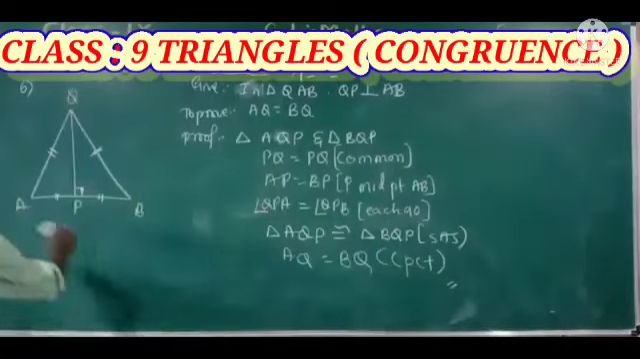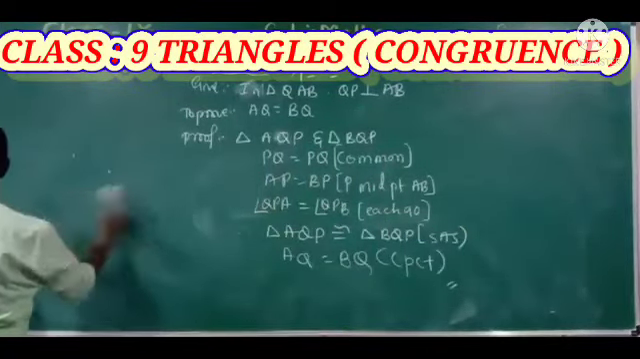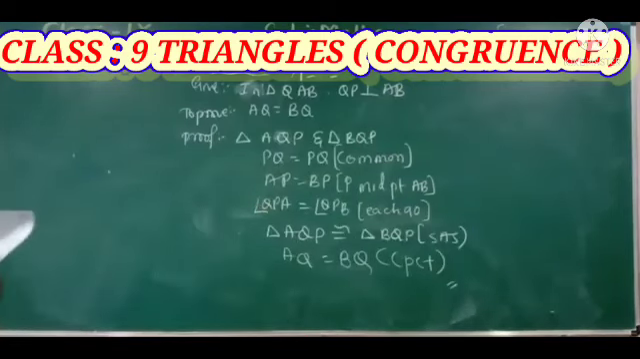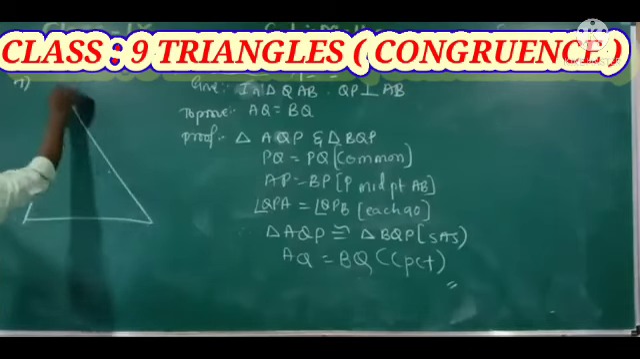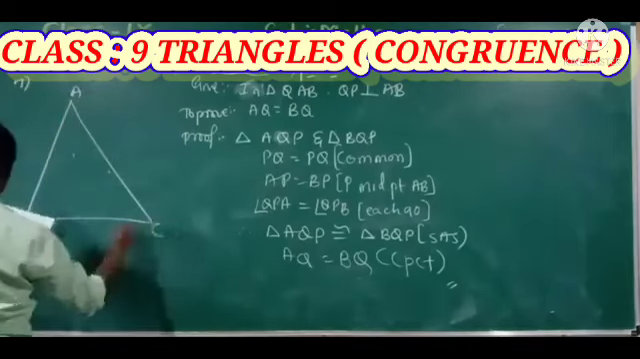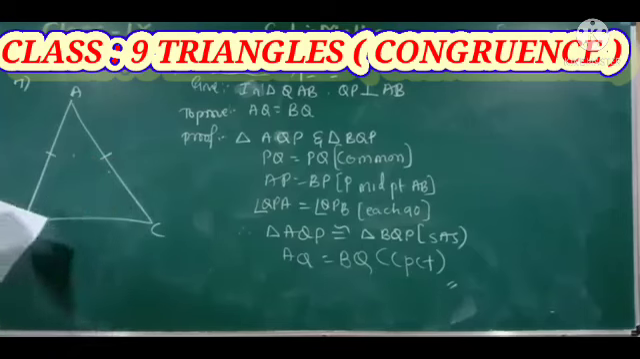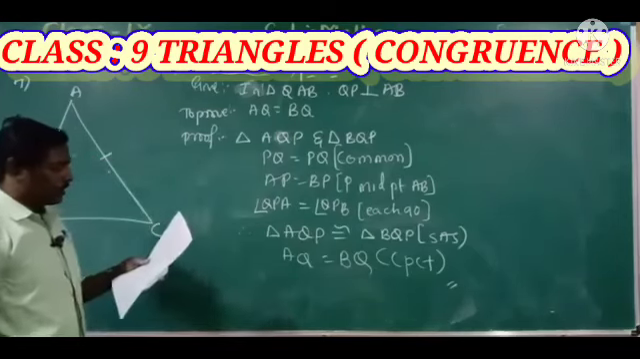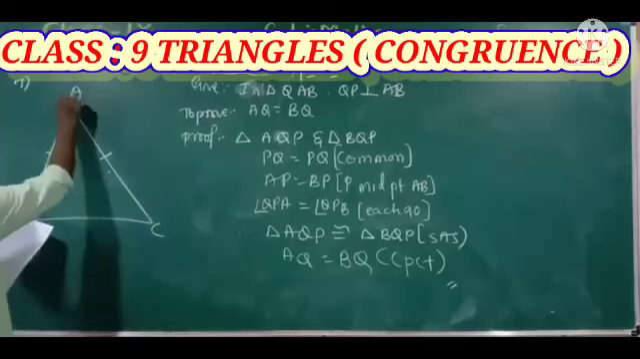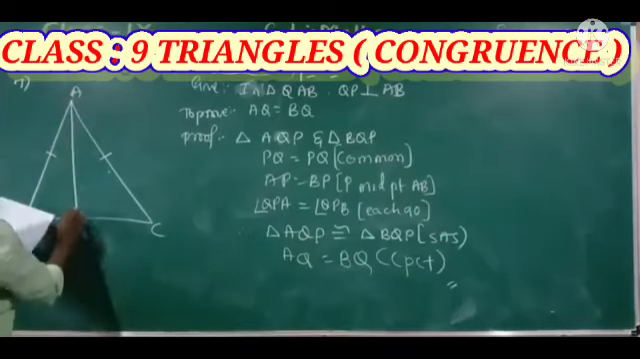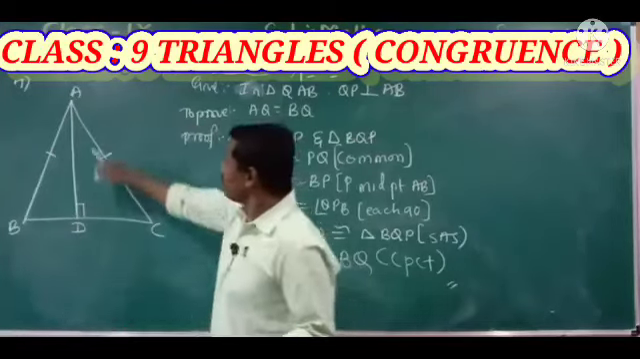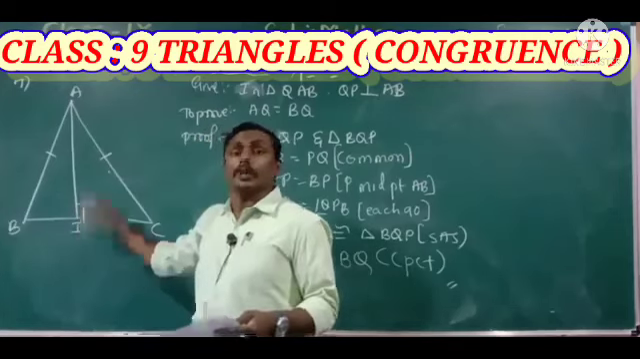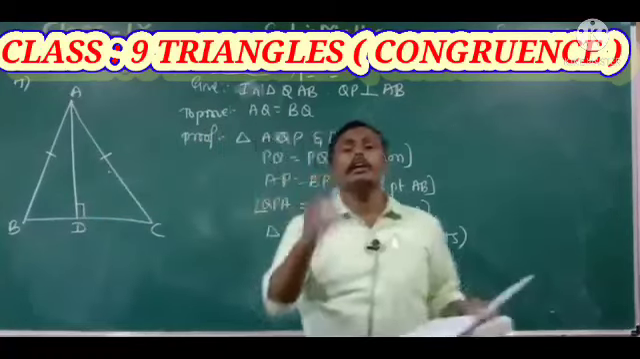Next, see the next question, the seventh one. In triangle ABC, AB is equal to AC. These two sides are equal. Show that the altitude AD, altitude meaning perpendicular line, is a median also. So here you need to prove that AD, the altitude, is a median also.